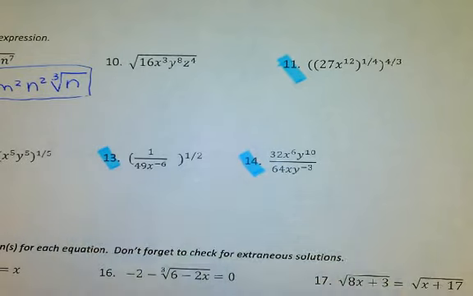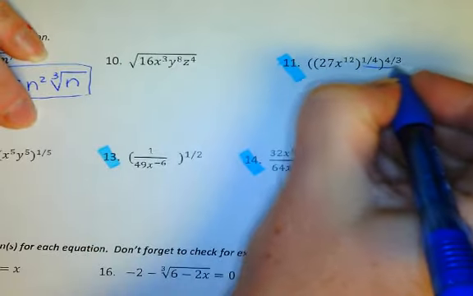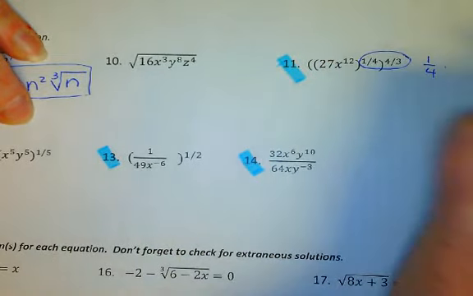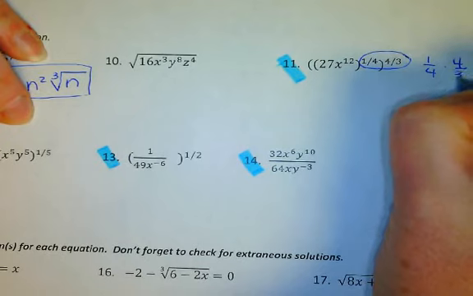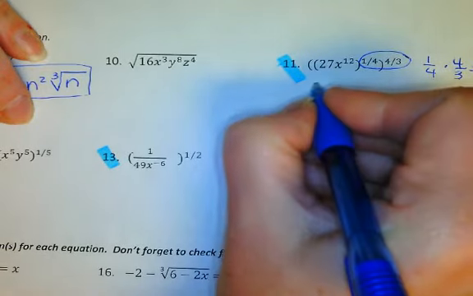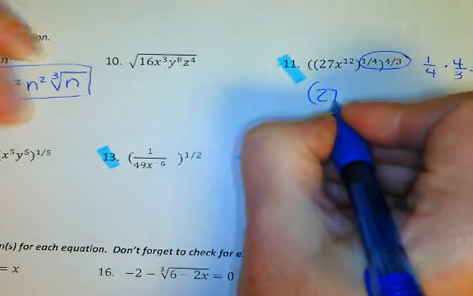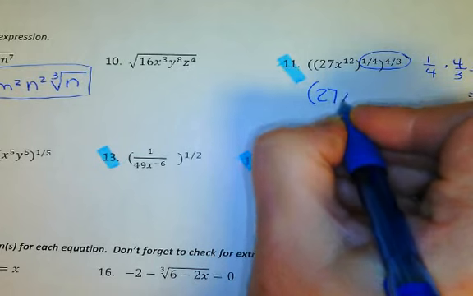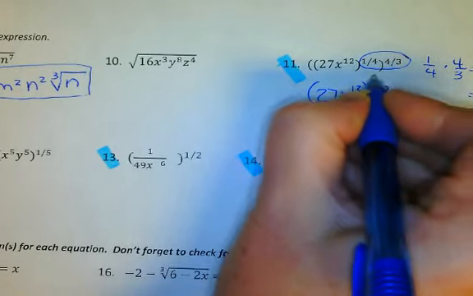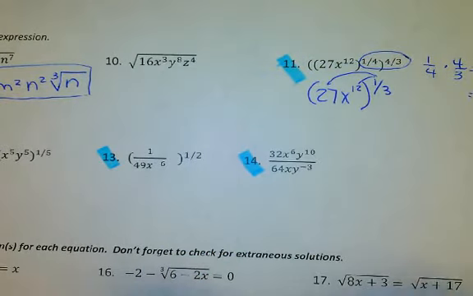Okay, on 11, I have a power to a power, so I want to multiply. So I'm going to start with multiplying these two on the outside. So that gives me 1/4 times 4 over 3, which gives me 4/12, which is 1/3. Okay, so what I now have is 27 times x to the 12th raised to the power of 1/3. And then this will go to both of these.